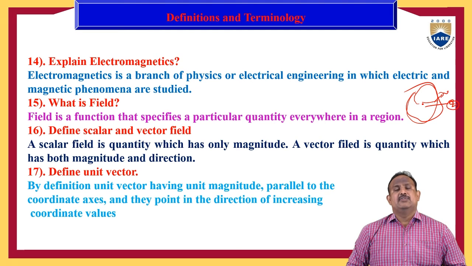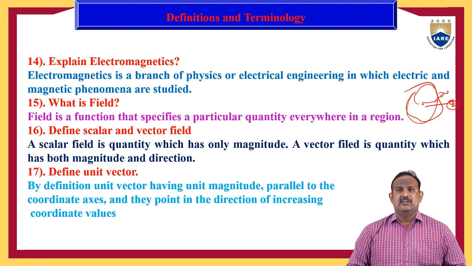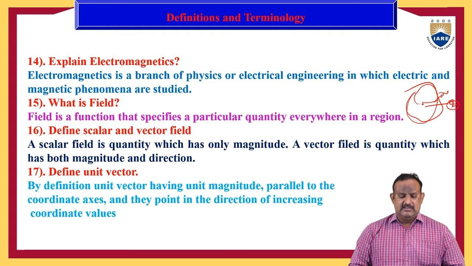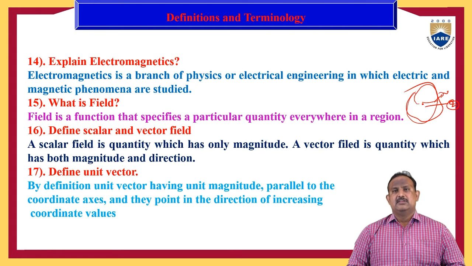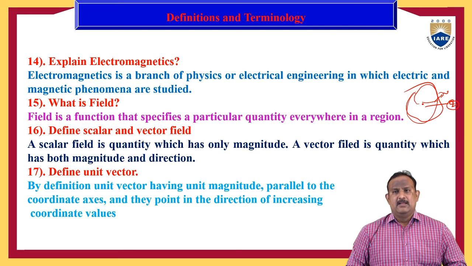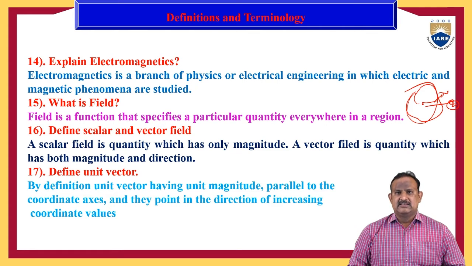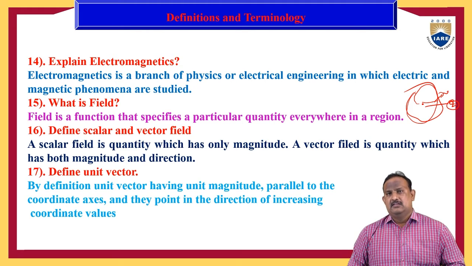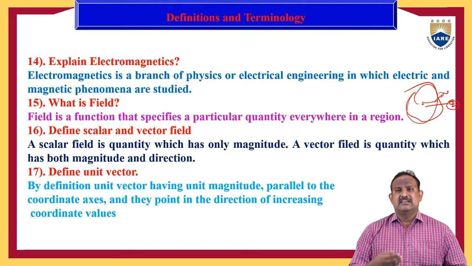Define a scalar and vector field. A scalar field is a quantity which has only magnitude. A vector field is a quantity which has both magnitude and direction. Then define unit vector. A unit vector has unit magnitude, is parallel to the coordinate axis, and points in the direction of increasing coordinate values.